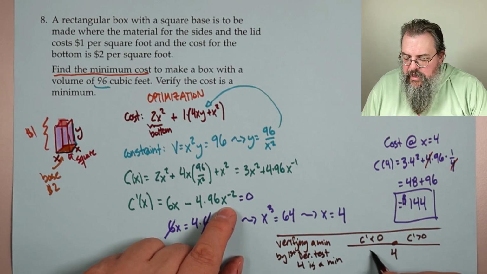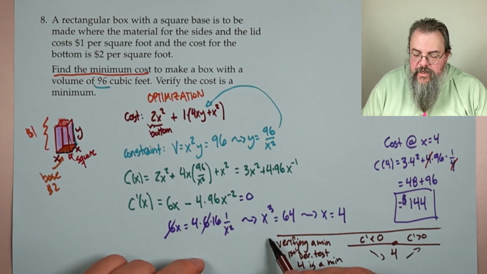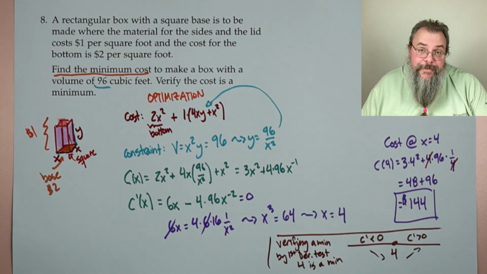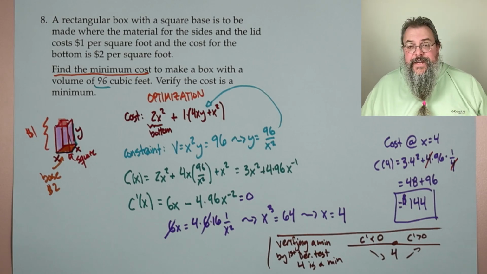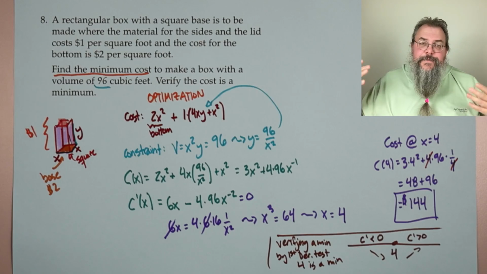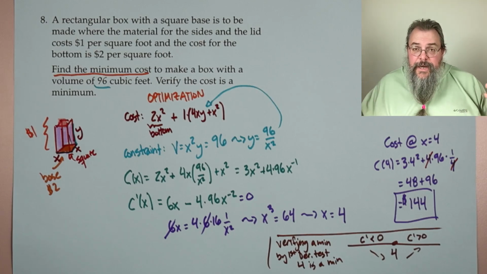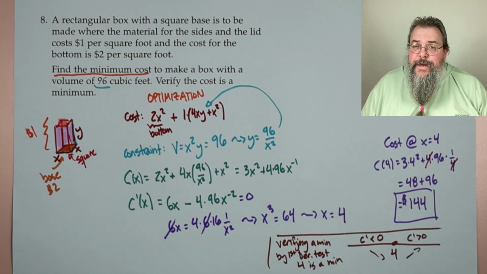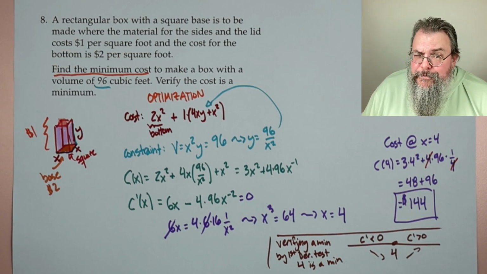Right? Because we're going down, and then we're going up. So there's our verification that the cost is the minimum. So if it asks you to verify, throw it into either the first derivative test or the second derivative test. Or reason through it. But really, first derivative test or second derivative test, that's what you're looking for. And so yeah, we're getting pretty good at these optimization problems. You could even say that we're like Optimus Prime.